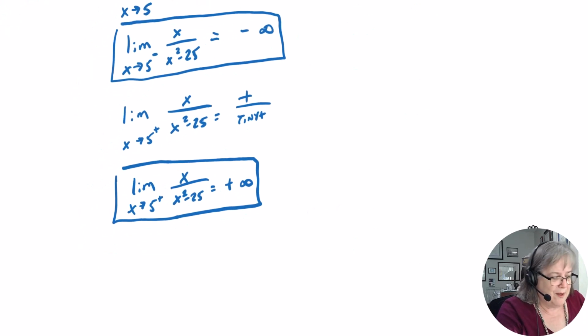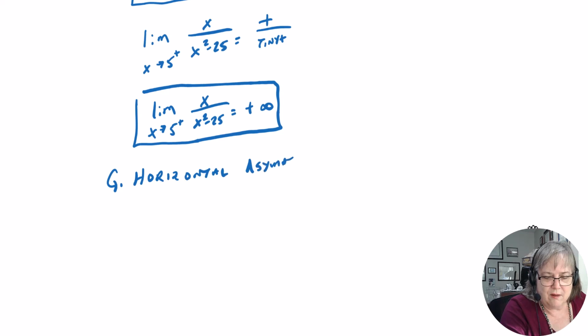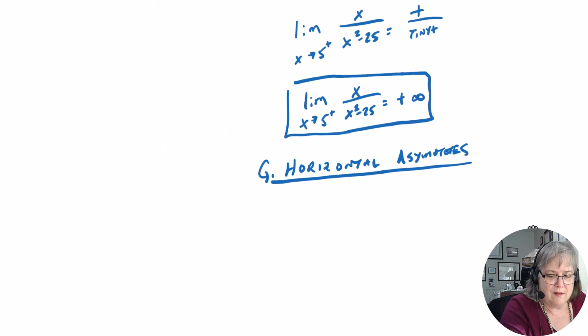Now then we're going to talk about horizontal asymptotes. Now horizontal asymptotes are typically, you have some sort of a function, and as it goes way out here, it approaches some y value, right?